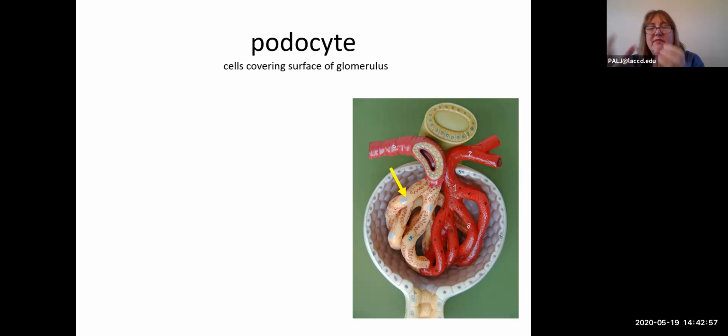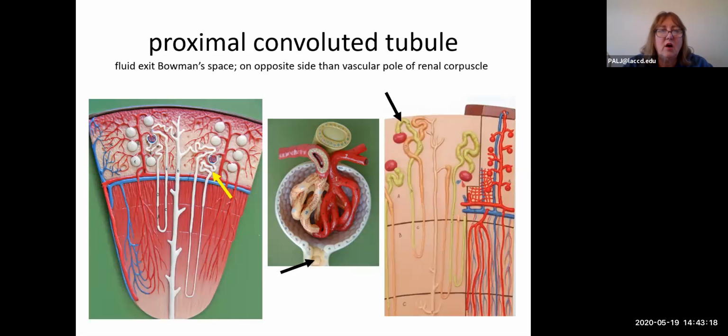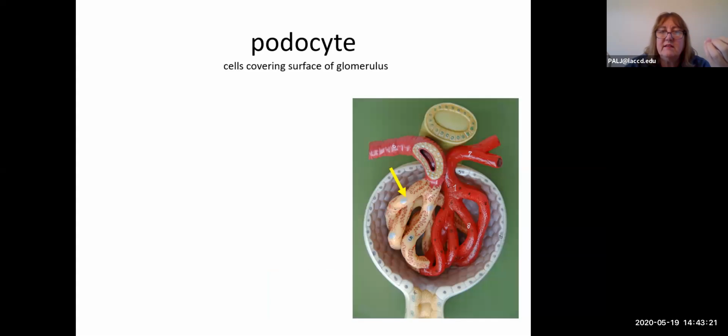Now on the models, they tend to only show podocytes on half of the glomerulus. So you can see the capillary on one side, and you can see the podocytes on the other side. Sometimes it's side by side, and sometimes it's superficial versus deep. But I want you to realize the entire glomerulus would be covered by these podocytes. All right, so what is going to happen is blood is going to enter the glomerulus, and then from the glomerulus, through the podocytes, part of the liquid is going to be filtered. That filtrate would then enter Bowman's space surrounding it.